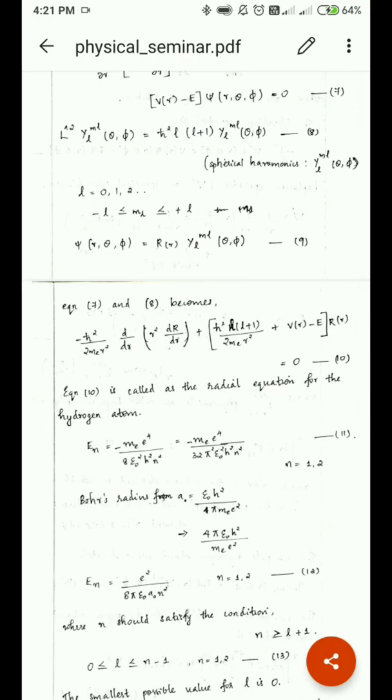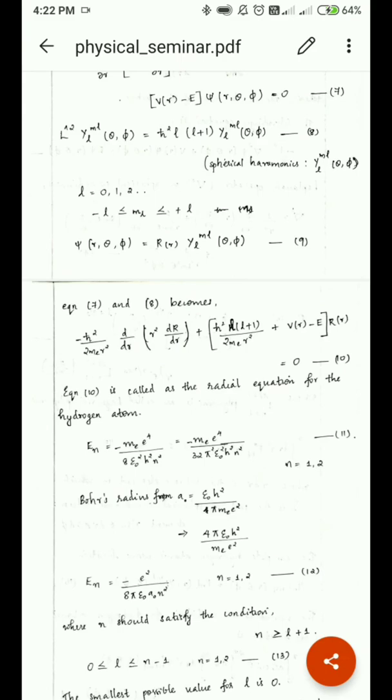This is the equation which provides the complete solution for the hydrogen atom. Now this equation can be physically interpreted as the total energy being the sum of the radial kinetic energy, angular kinetic energy, and the potential energy.